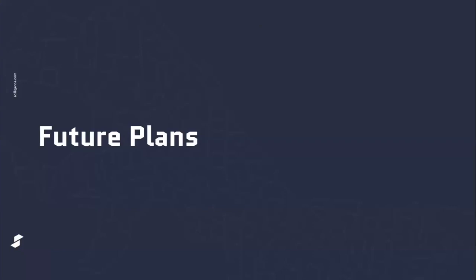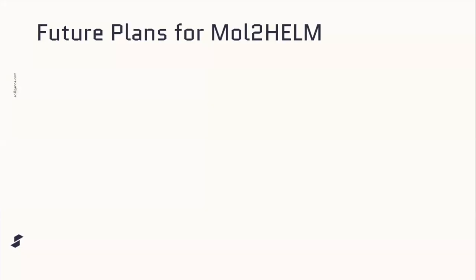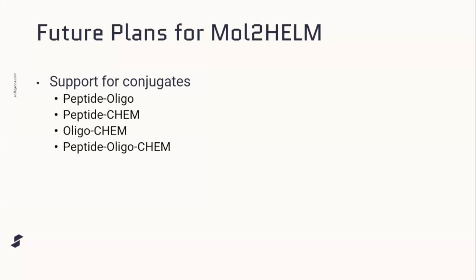As for our future plans for Mol2HELM development, as my colleague Alan mentioned, conjugates are a huge up and coming player in recent years in the pharmaceutical world. And so definitely our top priority is adding support for conjugates. In particular, peptide oligoconjugates will be relatively straightforward for us to add support for. We also want to look into adding support for peptide chem conjugates, oligochem conjugates, as well as peptide oligochem conjugates. So cases like the one I showed earlier, where you have a chem linker between your peptide and your oligonucleotide.